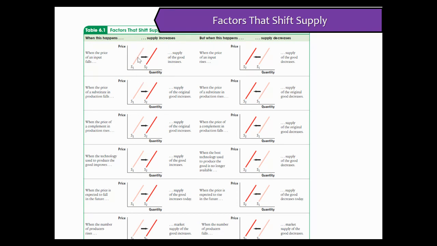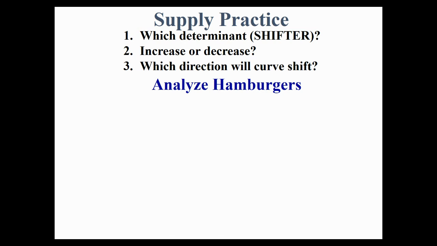So once again, this is just an example. If you want to pause it, take a snapshot. This is from the textbook of things that shift the curve. So we're going to look at hamburgers, and I want you to determine what the shifter is. Is it an increase or decrease in supply? And then which way the curve will go.